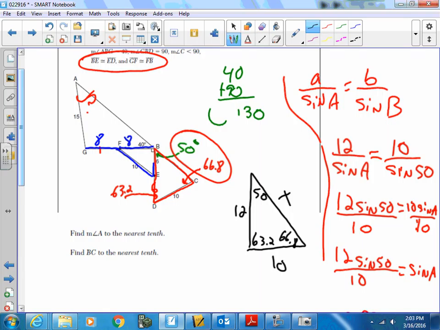So we're going to do sine of x, or A. It doesn't matter if you use A or B. Just make sure to use it with the opposite angle. I'll call this A. So A over sine 63.2 is equal to, you can use either side now, it doesn't matter. Just make sure if you use 12, use the opposite angle. So it's going to be 12 over sine 66.8.